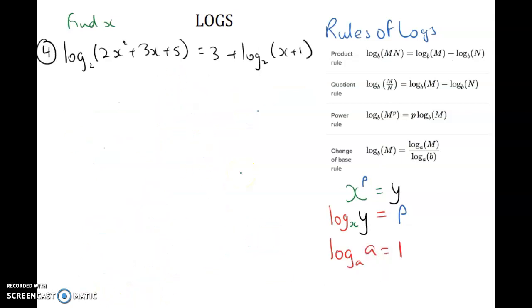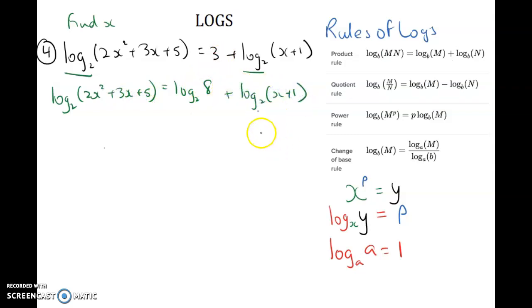Number 4 now. I'm given this. First thing I do is analyze. I have a log base 2 here, log base 2 here, and a constant here. So I'm going to convert this constant here to a log base 2. Now if I have 3 here, it means that 2 raised to the power of 3 gives me 8. So that means I will write back all of this like this. And then I'll write log base 2 of 8, which is equivalent to 3, log base 2 of x plus 1, etc. And now I move on.